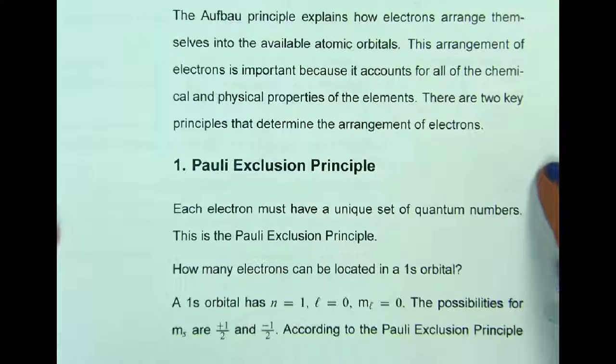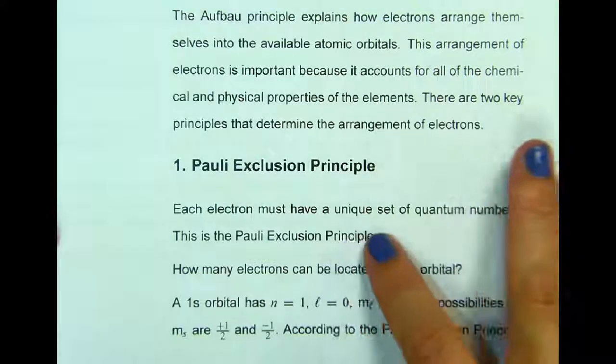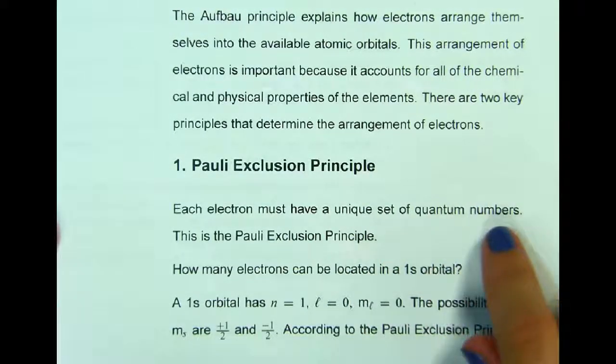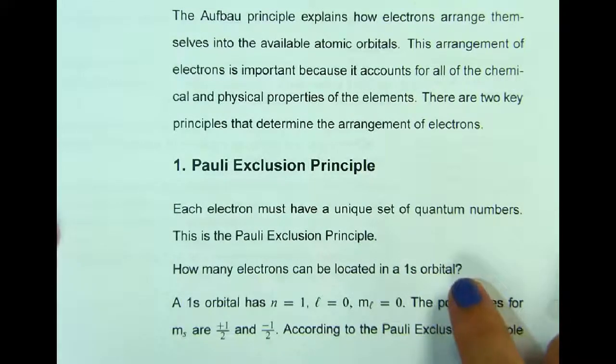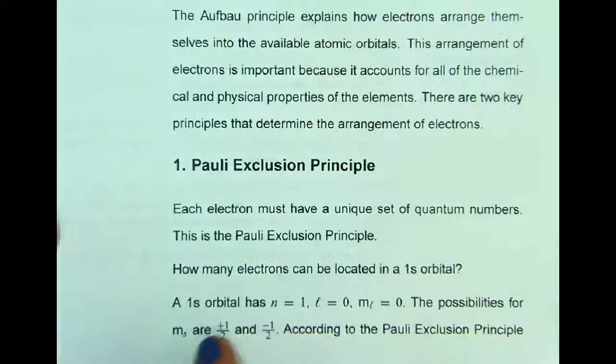One, the Pauli exclusion principle. Each electron must have a unique set of quantum numbers. This is the Pauli exclusion principle. How many electrons can be located in a 1s orbital? A 1s orbital has n equals 1, l equals 0, therefore m sub l equals 0. The possibilities for m sub s are plus 1/2 and minus 1/2.